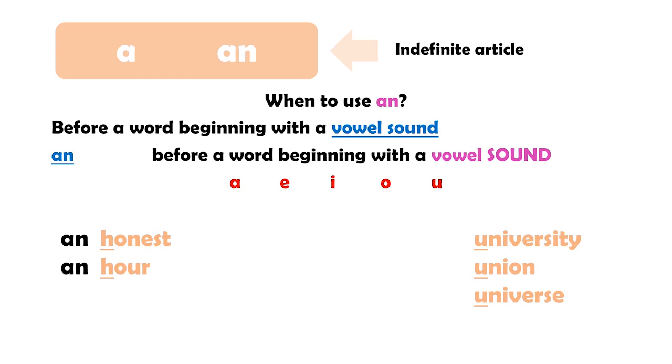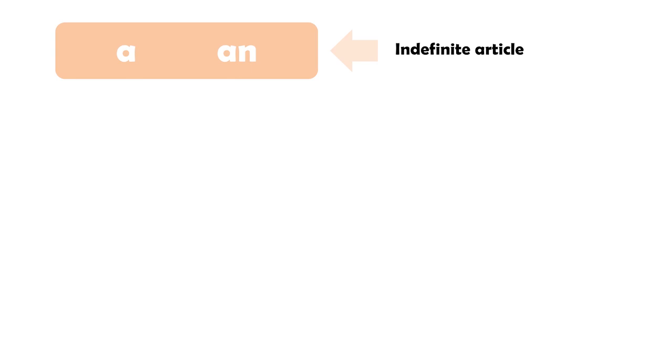Now look at these words. University, union, universe. Now they have started with the vowel letter U, but what sound do they make? Do they begin with a vowel sound? No, they don't. The words begin with the sound Y. That's not a vowel sound, so we use the article a. A university, a union, a universe.